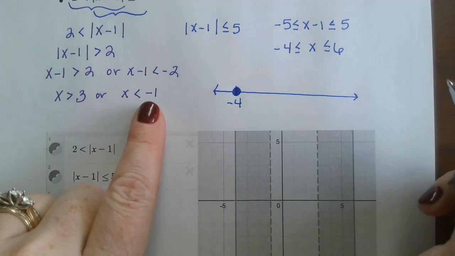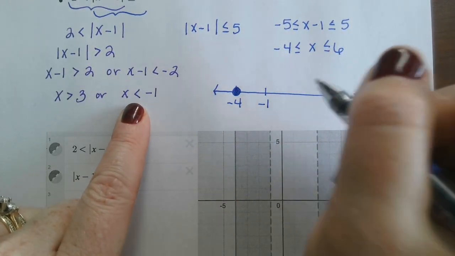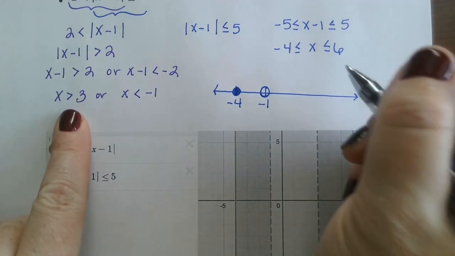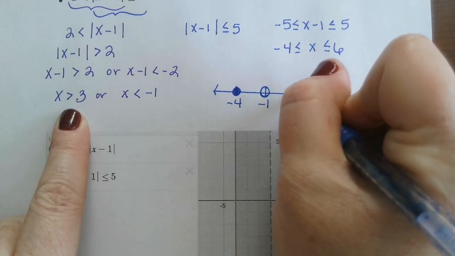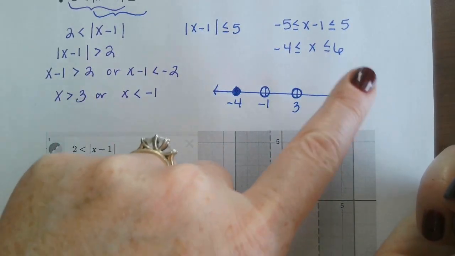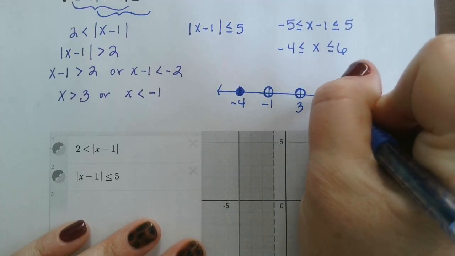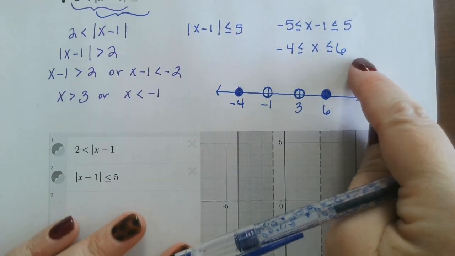My next smallest is -1. This will be excluded because it's less than, not equal to. Then I'll have 3, which is the same thing, open circle. And then I have +6, which can be greater than or equal to. So far, I'll start with this guy here.